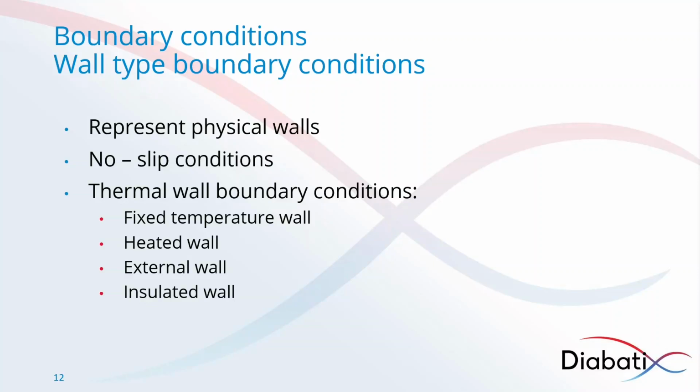The main function of our software is to do thermal simulations. So that means that in addition to the momentum and the continuity equation that we already discussed, the energy equation is also solved. So we need additional boundary conditions to create a well-defined system. And typically used wall boundary conditions are the following: a fixed temperature wall, a heated wall, an external wall, or insulated walls.